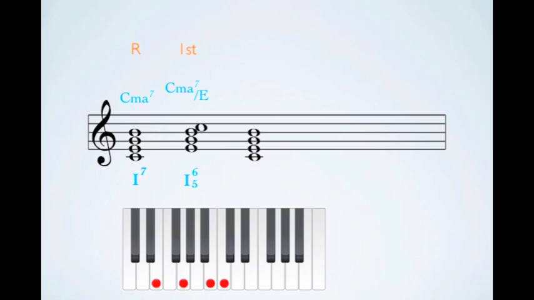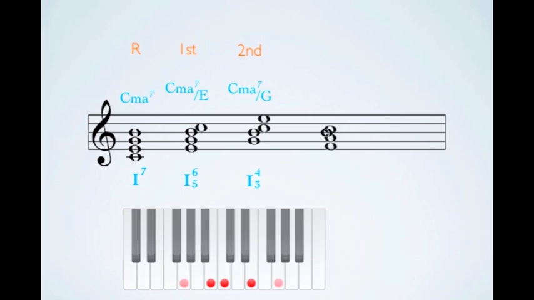If we were to invert this again in second inversion, this would be our second inversion, and it would be C major 7 over G. Because of the intervals being different, in the Roman numeral we call this 4/3. And because there are 4 notes in our 7 chord, we can have a third inversion, in which case the 7th of the chord is on the bottom. Third inversion would be C major 7 over B. And the Roman numeral we'd call this 4/2.